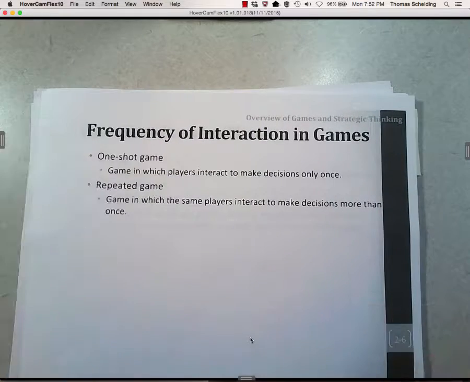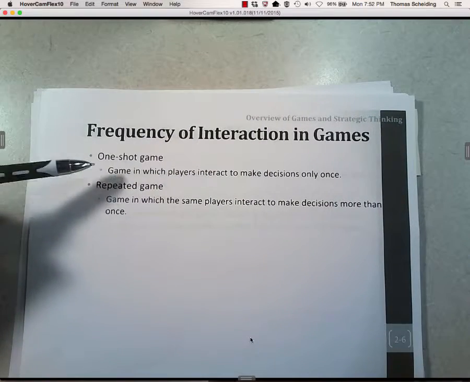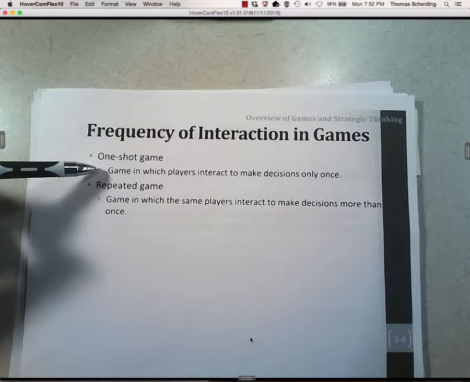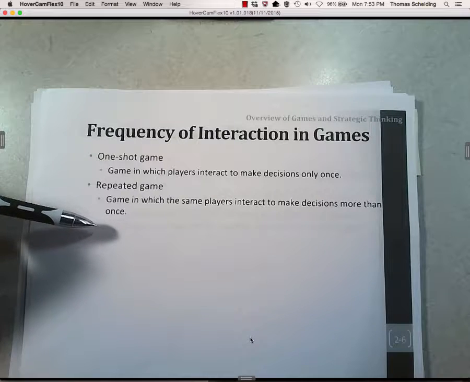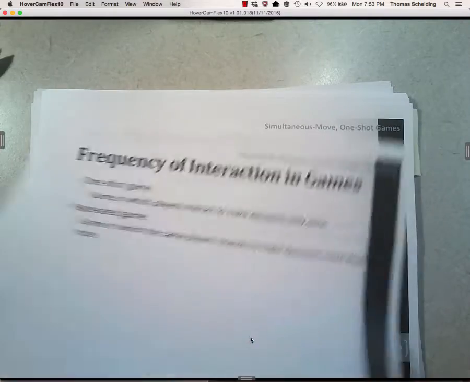In terms of the interaction, we then have to think about, okay, is this game just going to be played once, or if the game is being played multiple times, then the outcomes of previous games are going to impact how I play in this game. And if I know the game is going to occur in the future, that's going to impact my decisions today in this current iteration of the game.